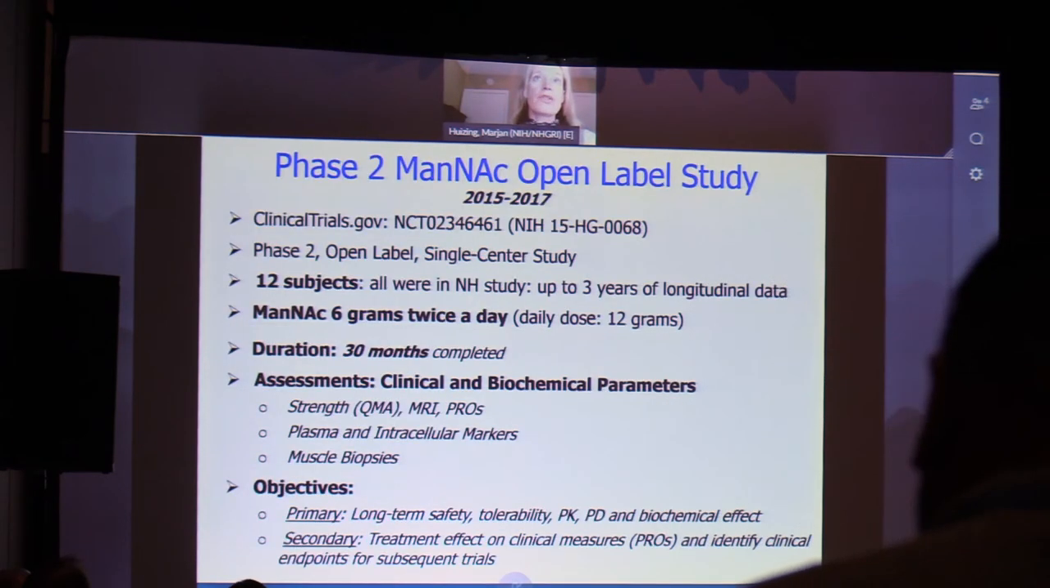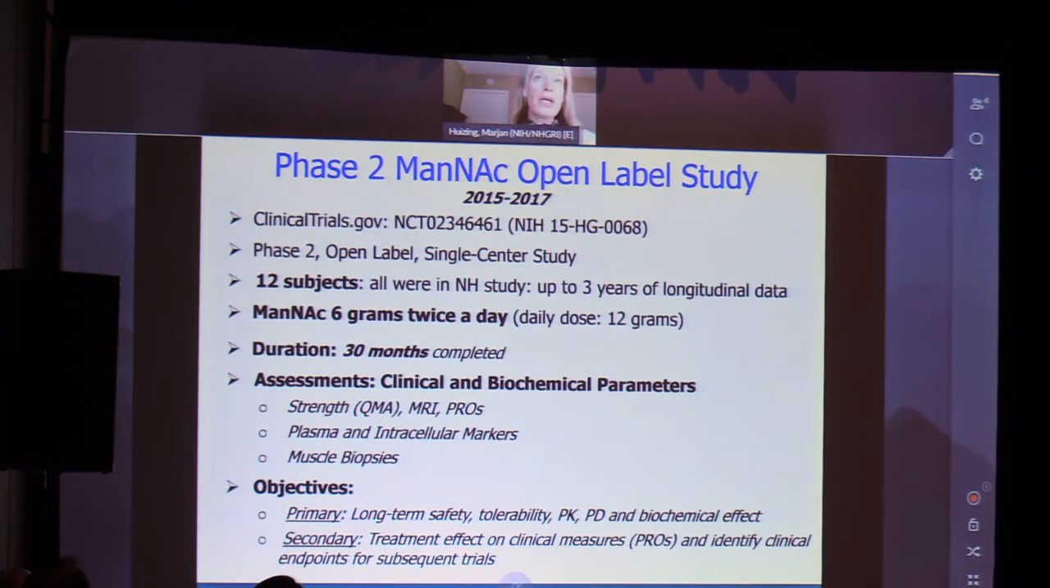Then the phase 2 trial. It's open-label, single center, 12 subjects, 12 patients with GNE myopathy. All 12 had been in the natural history study, and we had at least 3 years of strength data on these 12 subjects already. They took 6 grams of MANAC twice daily for 30 months. 8 patients completed the 30 months.